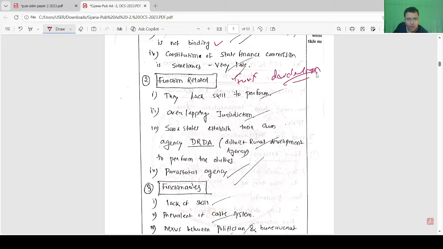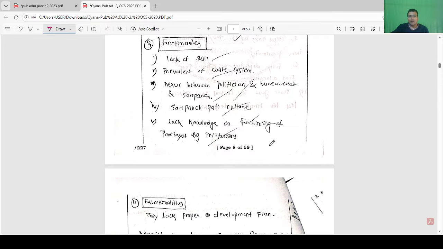Yes, lack of skill, overlapping jurisdiction, DRDA, but improper functional devolution, no dedicated manpower. We will write that, but of the 29 functional items, 29 to rural local government and 18 to urban local government, are not devolved by the state government to these local bodies. That was the problem. Prevalence of caste system is a little not correct.